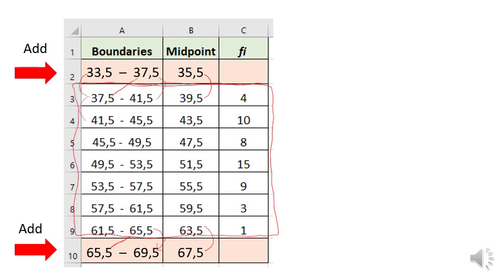Now, we know from the way we set up our frequency distribution that all 50 of our data points are here. So in this previous class that I've just put in, how many data points actually go from 33.5 to 37.5?